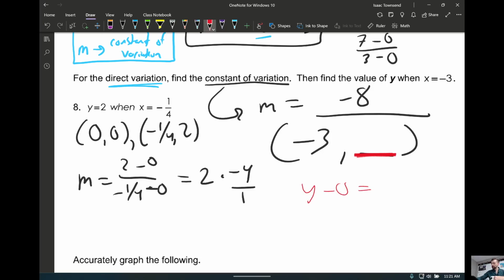So if I plug in one of the points, like 0, 0, and plug in the slope, the equation of that line is y equals negative 8x. So y is always whatever x is times negative 8. So negative 3 times negative 8 should have given you positive 24.